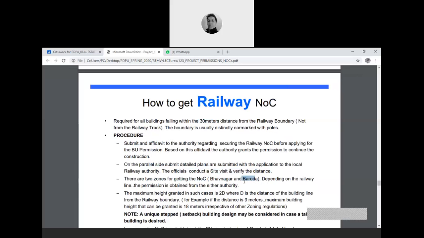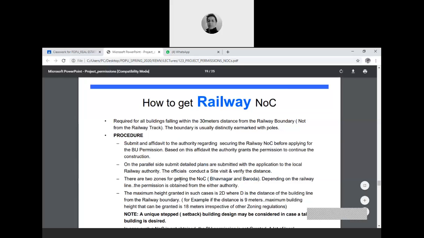So, if you are in the north-south corridor, that is starting from almost Palanpur in the north all the way to Surat, Vapi in the south, you would probably be applying to the Baroda zone to get the NOC. And if your land or the city is in Saurashtra, then Bhavnagar is the place where you will get the NOC for the railway.